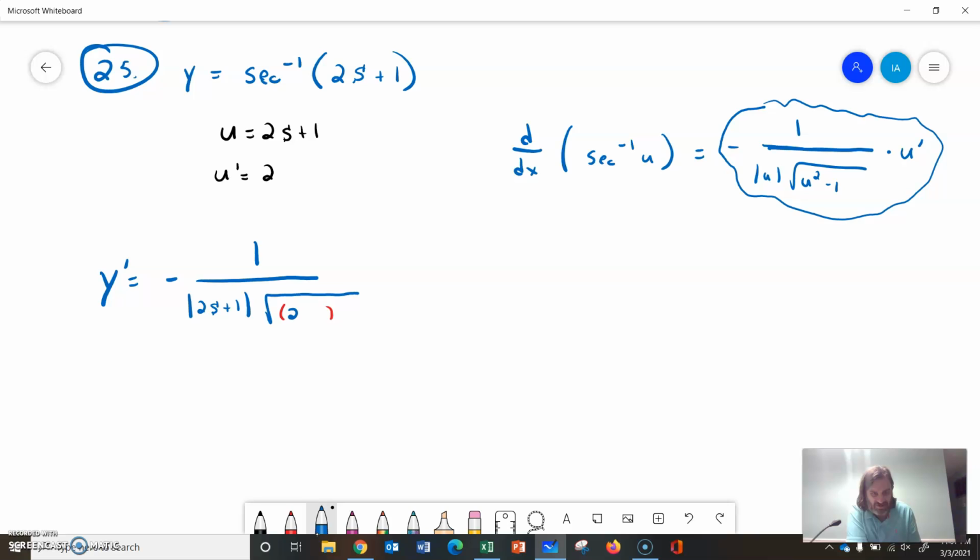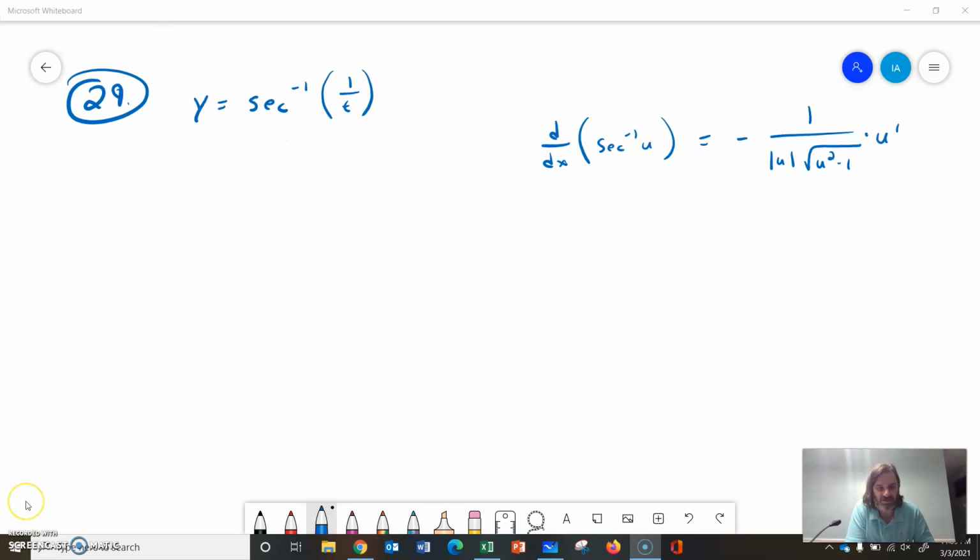2s plus 1 squared minus 1, and then at the end of that it'll be times 2 from the u prime. So there's the u prime at the end of it, that you might be wondering where that 2 comes from. Okay, we can clean it up a little bit, but I don't really see much use in doing too much more with it. Alright, the next one is y equals the secant inverse of 1 over t.